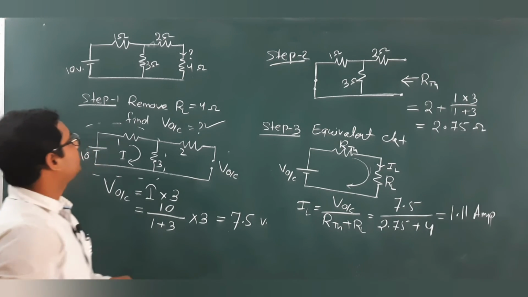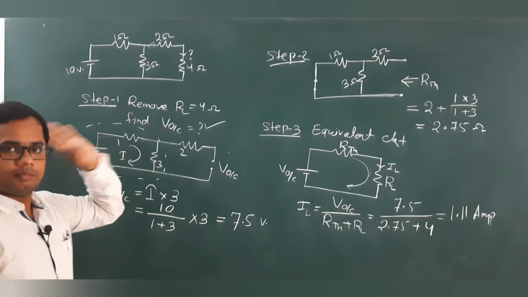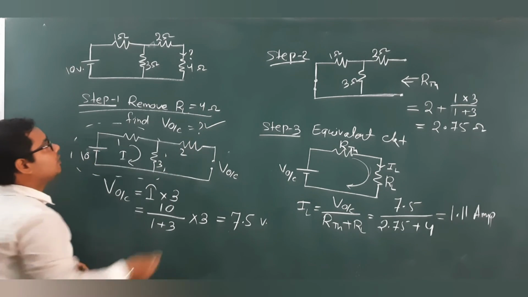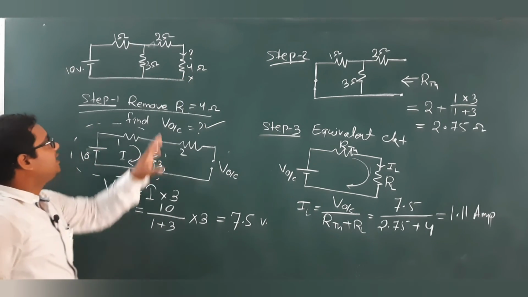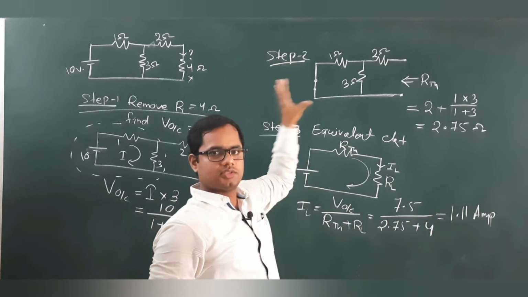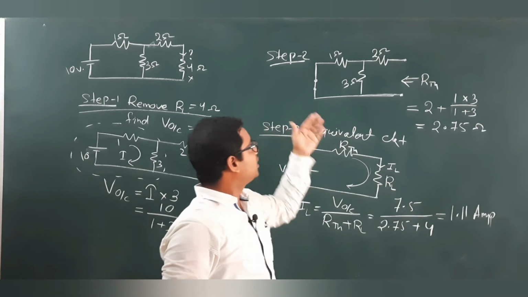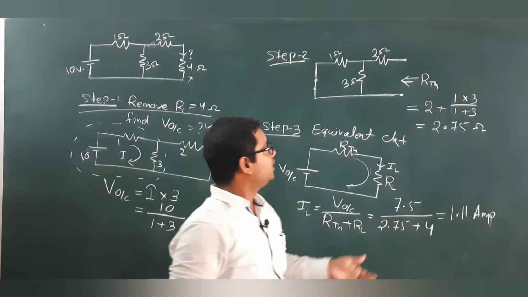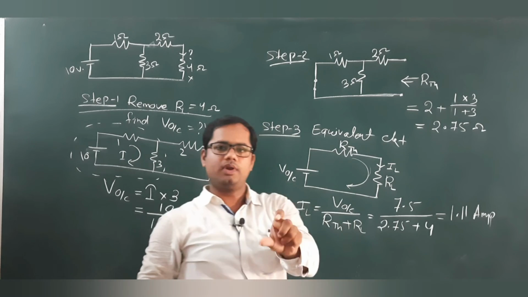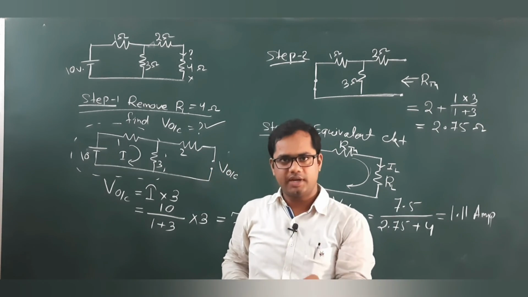So this is all about Thevenin's theorem. Basically 3 steps are there. The first step is removal of your load resistance: you have to remove the load resistance and find out your open circuit voltage. In the second step the sources will be removed: the voltage source by short circuit, the current source by open circuit, and the load side will be open, and you have to find out the equivalent resistance of the circuit through the load side.